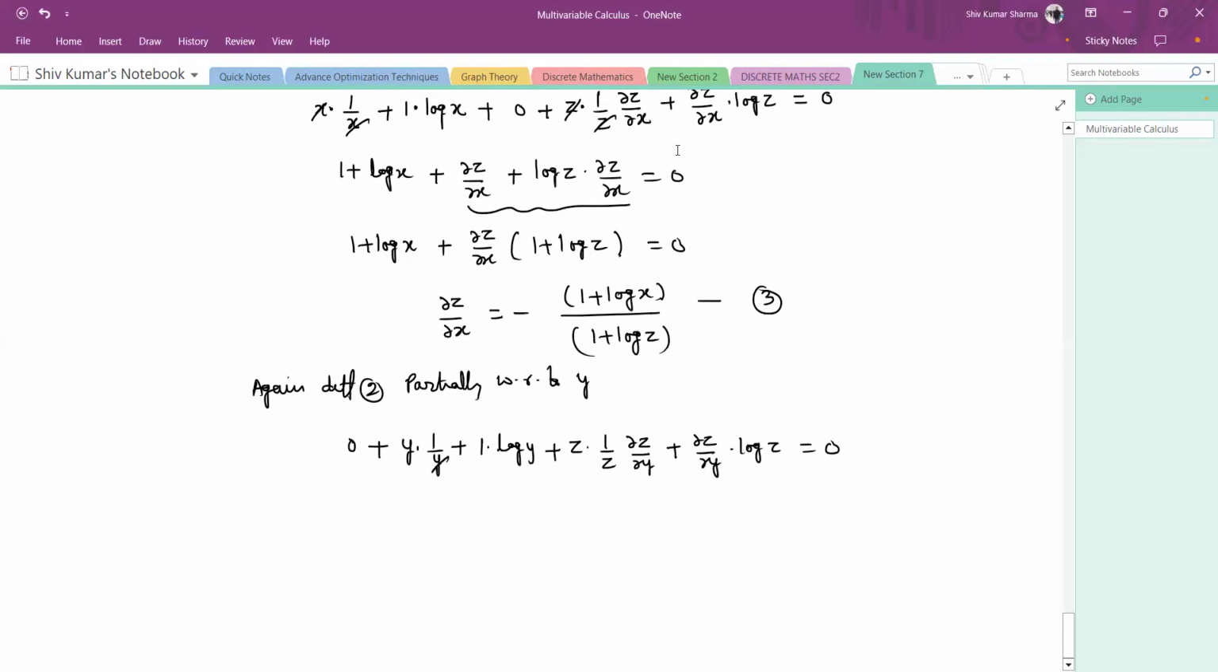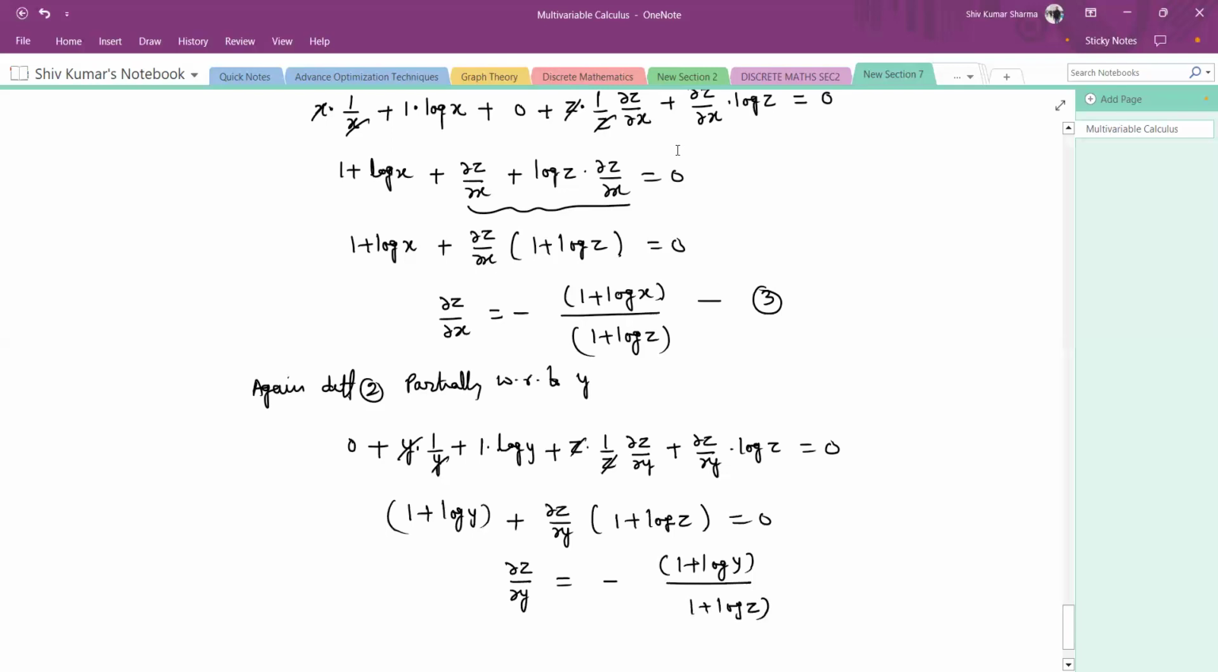So again, we cancel y to y and z to z here. So we write down 1 plus log y. And the second term we can take common del z upon del y. So we write down 1 plus log z is equal to 0. So the value of del z upon del y will be equal to minus 1 plus log y upon 1 plus log z. So this is our equation number 4.